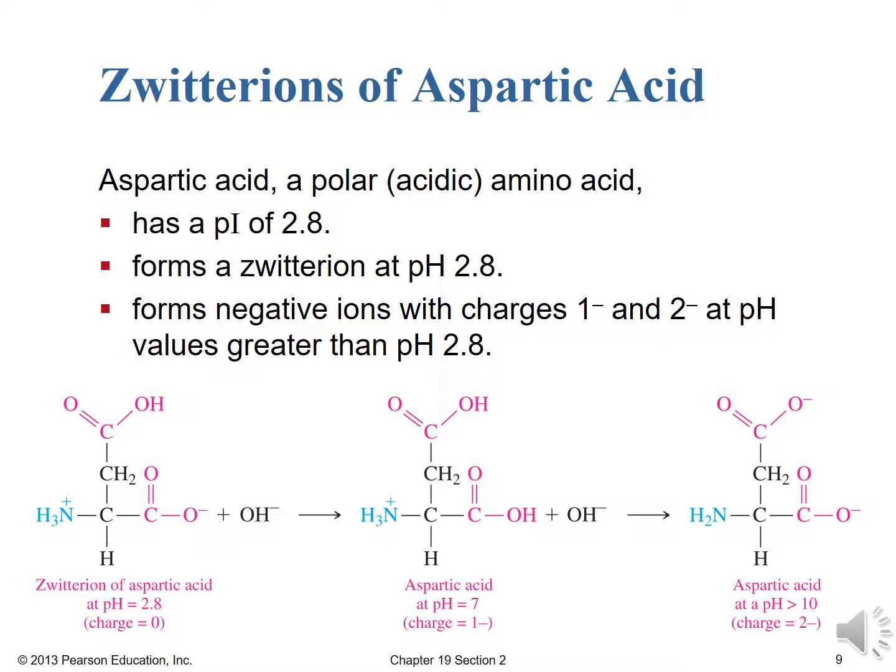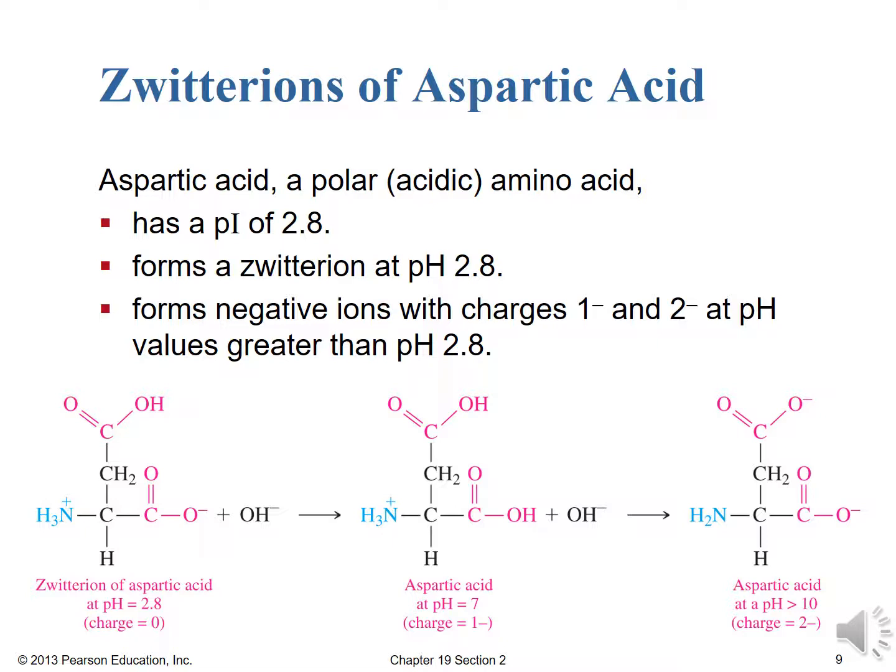If we look at having a pH of 7, for instance, we see that in that situation we have aspartic acid with a charge of 1 minus, right? So it forms negative ions with charge of 1 minus here at pH 7. If we go even higher, where we have a pH greater than 10, we would now be in the 2 minus form.